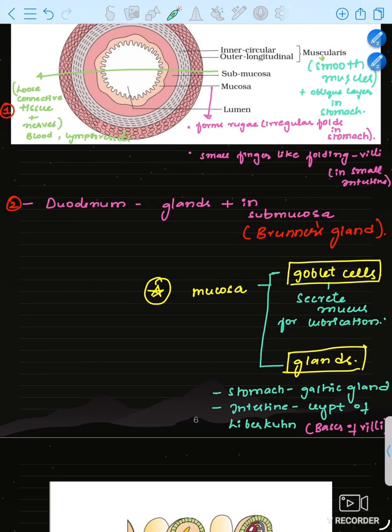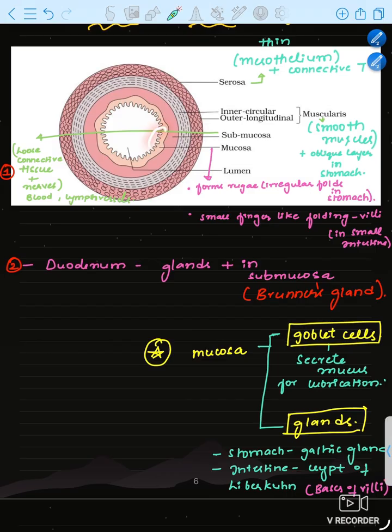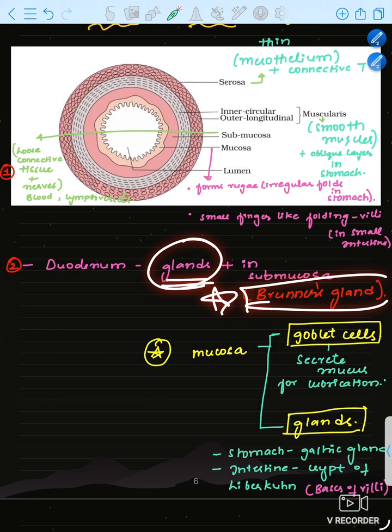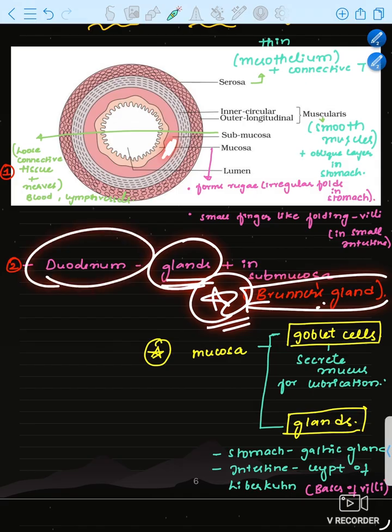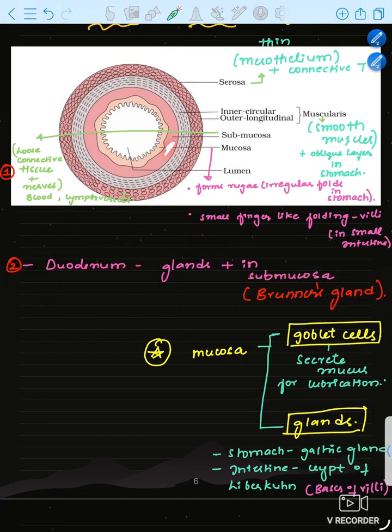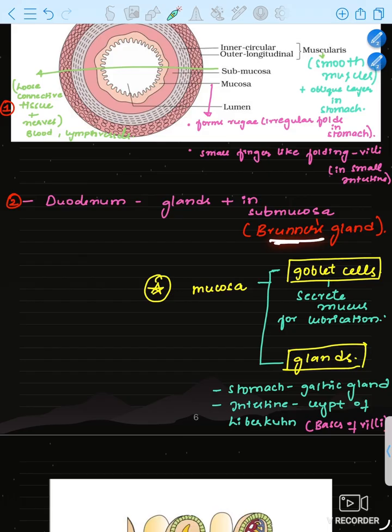And next, we just discussed the mucosa in the stomach and small intestine, whereas in the submucosa of the duodenum we can find glands. Those are Brunner's glands. It is most important. Brunner's gland is present in the submucosa of the duodenum. Usually glands will be present in the mucosa, but in duodenum the gland is present in the submucosa. Okay, that is called Brunner's gland.